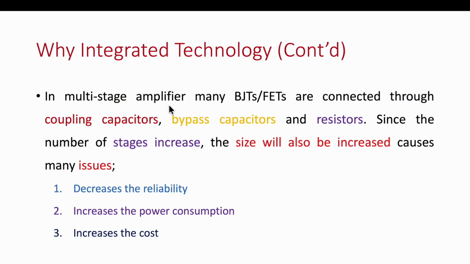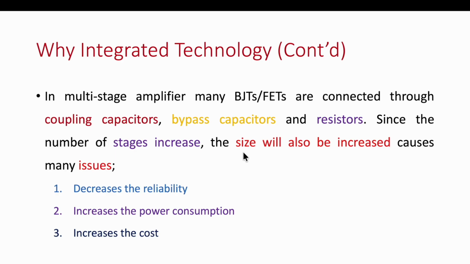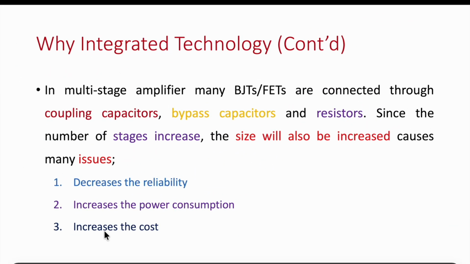In a multi-stage amplifier, many BJTs, as we have seen, or FETs are connected through coupling capacitors, bypass capacitors and resistors. Since the number of stages increases, the size will also increase, which causes many issues. If these capacitors and bypass capacitors increase, the reliability of the device decreases. It also increases power consumption, and if the number of components keeps increasing, the cost of the device will also increase. These are a few disadvantages of the multi-stage amplifier. That is why we need integrated technology.